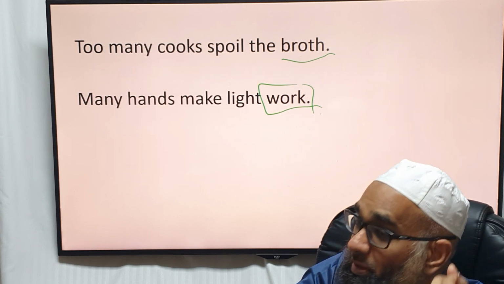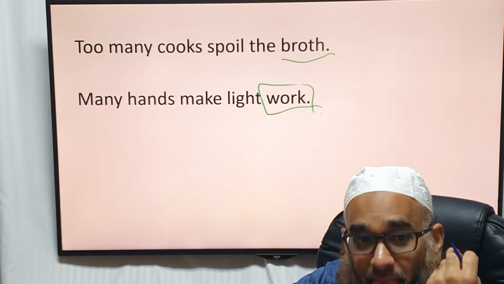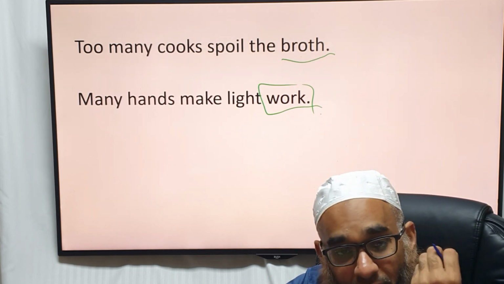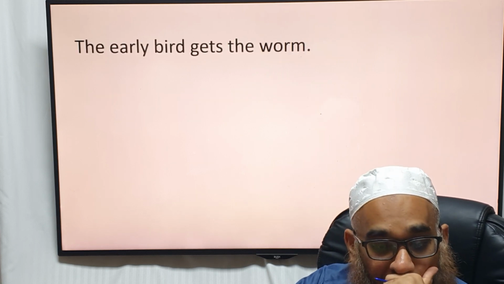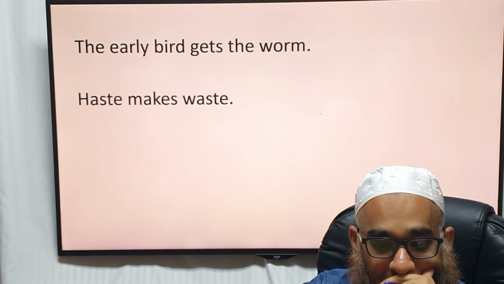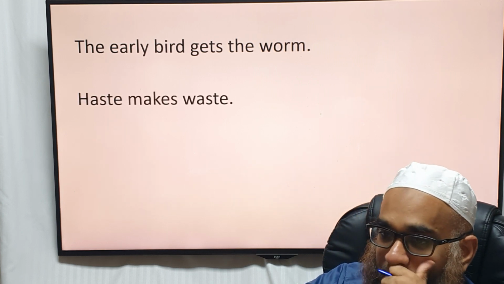So again, that's why proverbs are contradictory, because they're always talking about different mahmil, different mawdu, different mahmud, different nisbah, different time, different place, different aspect, different persons. The early bird gets the worm, and then haste makes waste. What's the difference between the two of them?